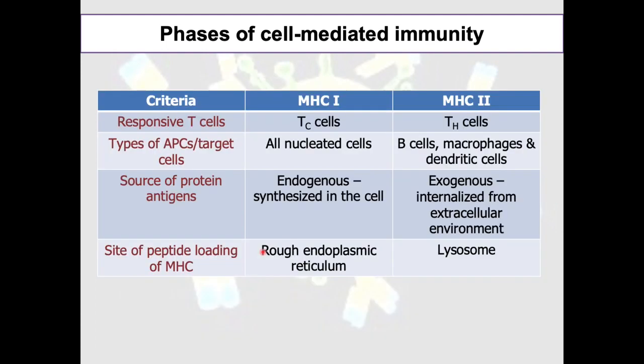Okay, right, so this is a summary of the MHC1 and MHC2. So criteria on your left side, the first one, responsive T cell, is cytotoxic T cell, killer T cell, whereas in MHC2 it is T helper cells. Okay, so types of APC or target cell, MHC1, all nucleated cells. Alright, all nucleated cells.